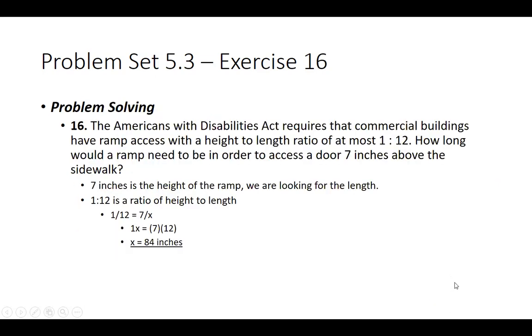Number 16. The Americans with Disabilities Act requires that commercial buildings have ramp access with a height to length ratio of at most 1 to 12. How long would a ramp need to be in order to access a door 7 inches above the sidewalk? 7 inches is the height of the ramp. We are looking for the length.